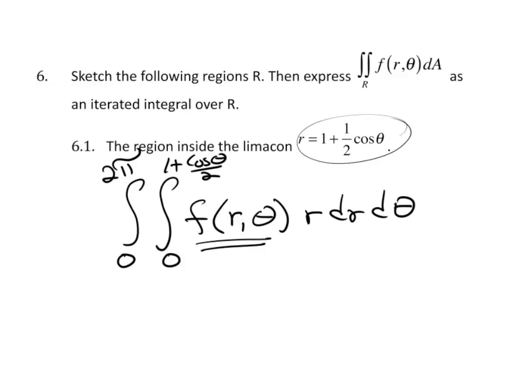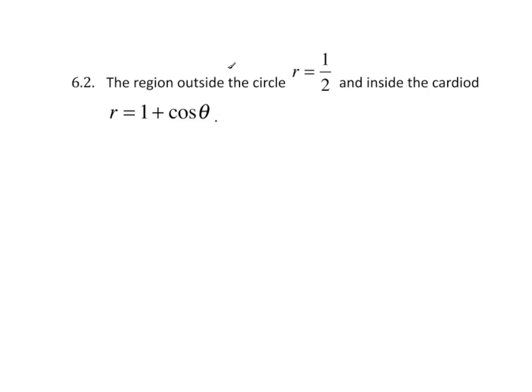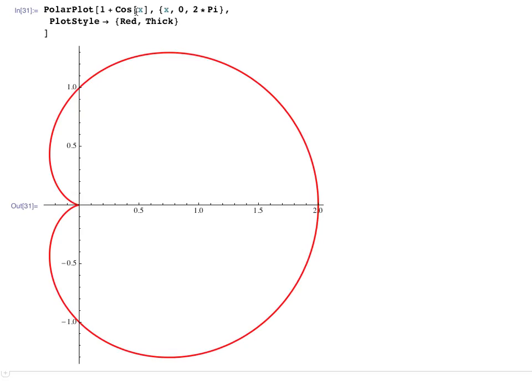So let's take a look at the next one, because the next one I think is very similar to this. I've got the region outside this circle, r equals 1/2, and inside the cardioid, r equals 1 plus cosine theta. Okay, I should probably take a look and see what this thing looks like. Here is a 1 plus cosine theta. It's the cardioid. If you look at it, from this angle, it looks like a heart on its side.